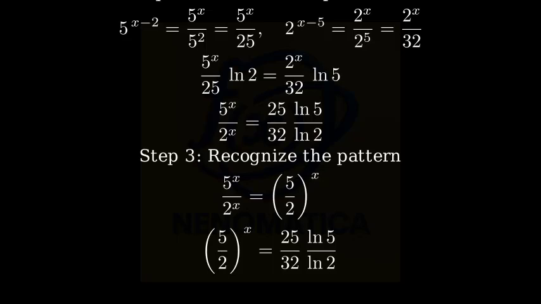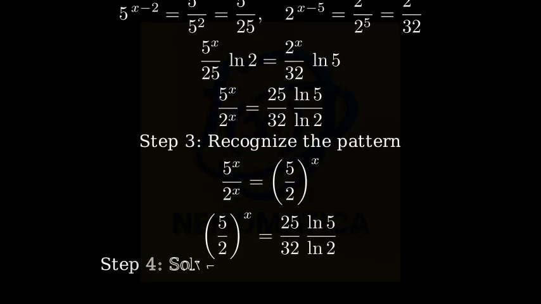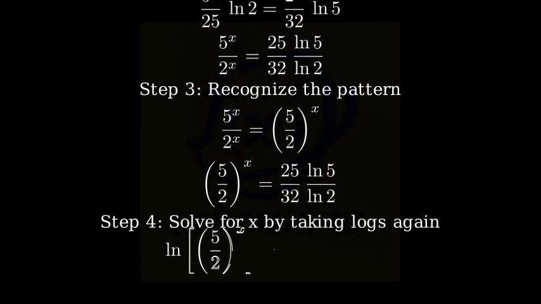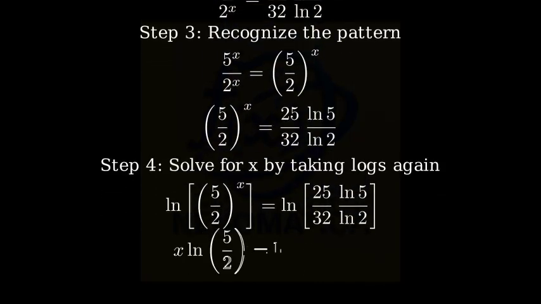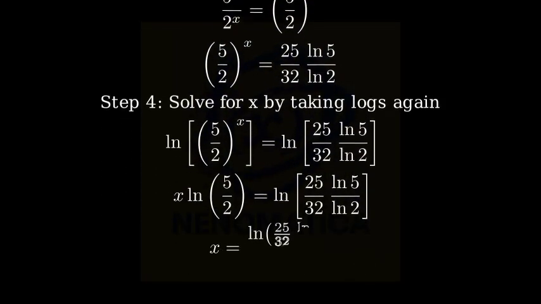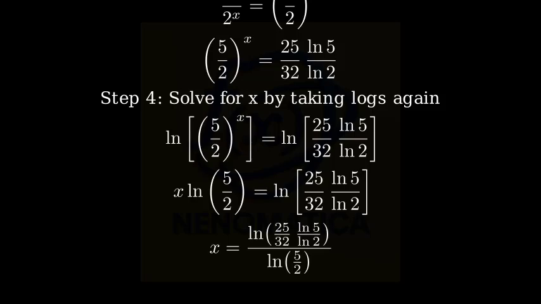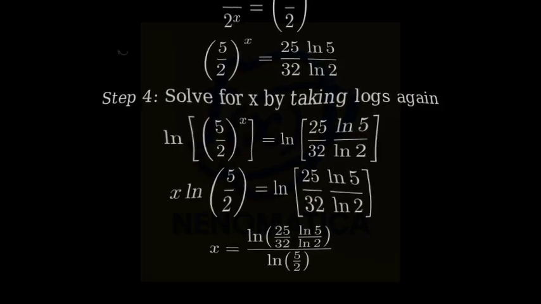Step 4. To solve for x, we'll take the natural logarithm of both sides again. On the left side, we get x times the natural log of 5 over 2. Dividing both sides by the natural log of 5 over 2, we get our solution x equals the natural log of the quantity 25 over 32 times natural log of 5 divided by natural log of 2, all divided by the natural log of 5 over 2.